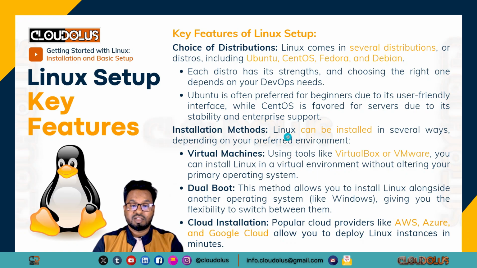So Linux can be installed in several ways depending on your preferred environment. First is the virtual machine, using VirtualBox and VMware, where you can install Linux in your virtual environment without altering your main OS. Then dual boot, which allows you to install Linux alongside another operating system like Windows, giving you the flexibility to switch between them. And cloud installation, where with popular cloud providers like AWS, Azure, and Google Cloud, you can deploy a Linux instance in a minute.